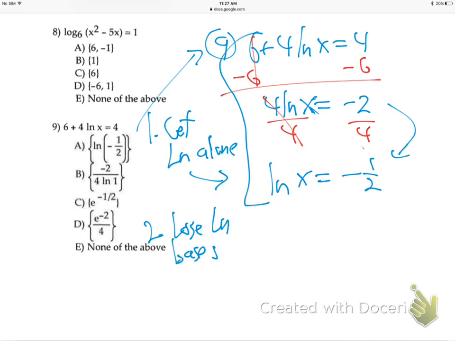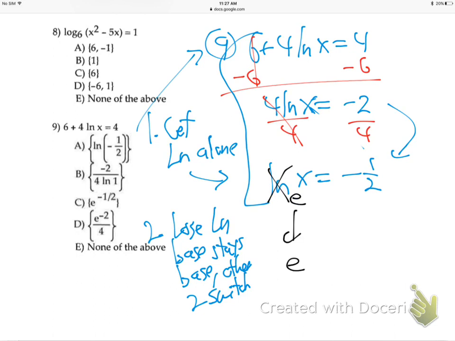Base stays the base. Other two switch. So now, at this point, I will cross off the log. And once I got it alone, now it's alone. There's nothing in front of it now. Cross off the log. Base stays base. What's the base? Yeah, remember ln has an e base that it doesn't show. So cross off the log. Base stays base. So e will continue to be the low down thing. The other two switch. Instead of e to the x, it's e to the minus half. X goes over there, and we're done. X alone. E to the minus half. C it is.